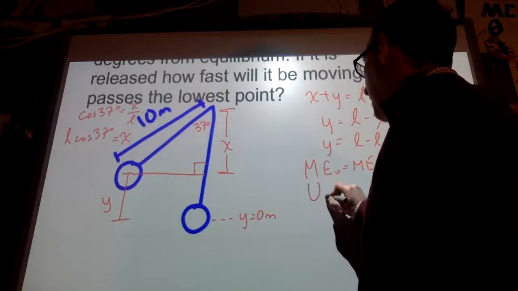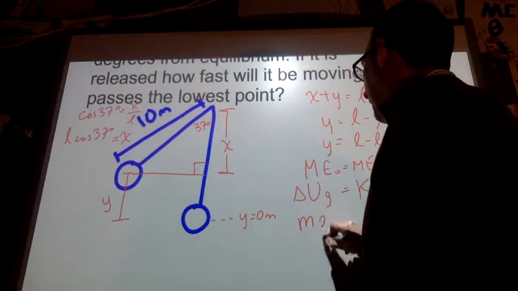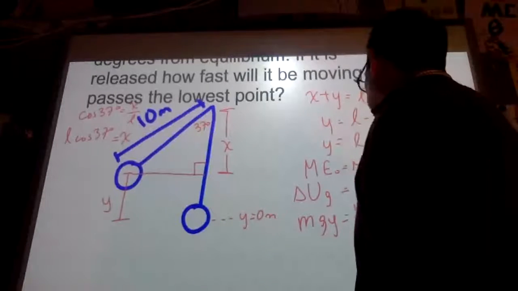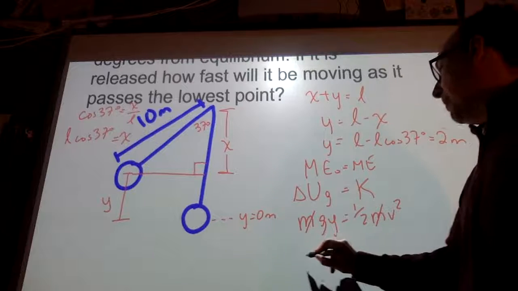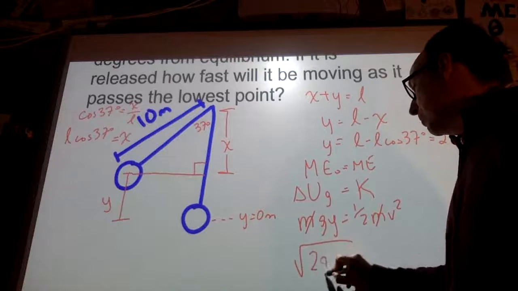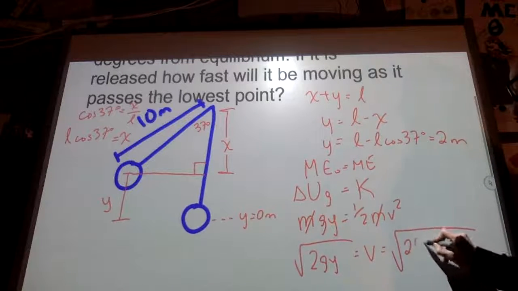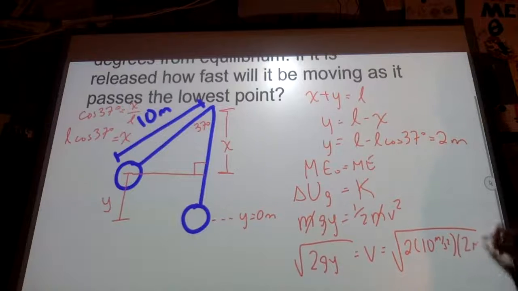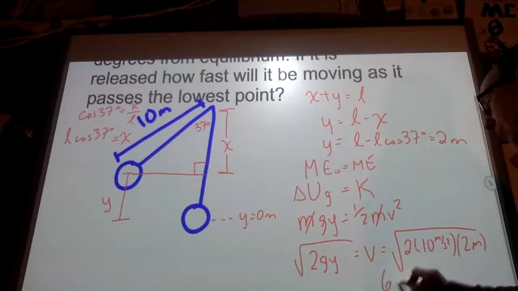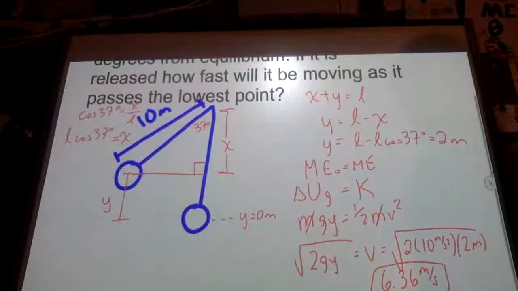And I'm going to say that my potential energy is going to become kinetic. I have mgy equals 1/2 mv squared. I'm going to cancel an m, multiply by 2 and square root. And I have 2 times 10 times 2. I have the square root of 40, which is going to be 6.36.